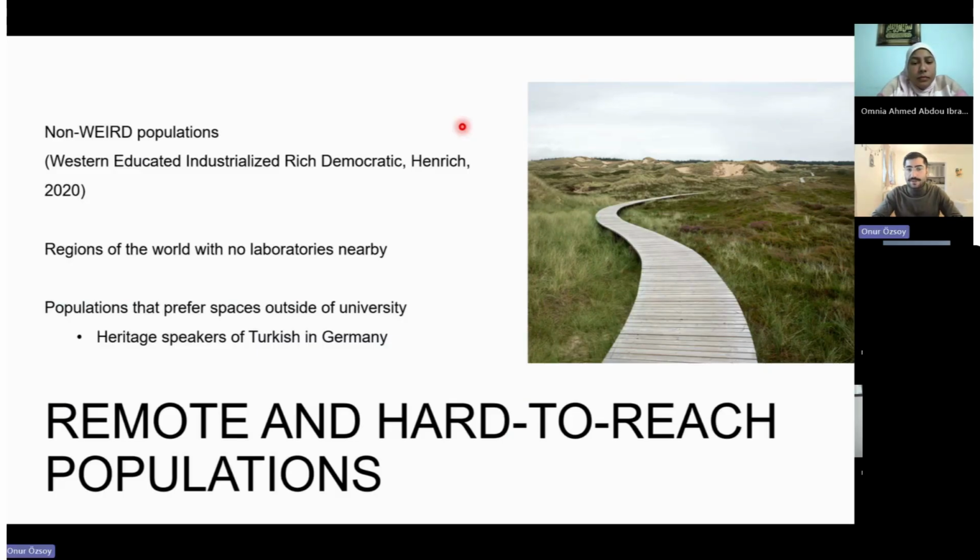Another benefit of having webcam-based eye tracking is that we can test non-WEIRD populations. So WEIRD means Western, educated, industrialized, rich, democratic populations. This is a term from psychology that describes that a lot of the research is actually done with populations that fulfill this acronym. But of course, most of the world does not live in these societies.